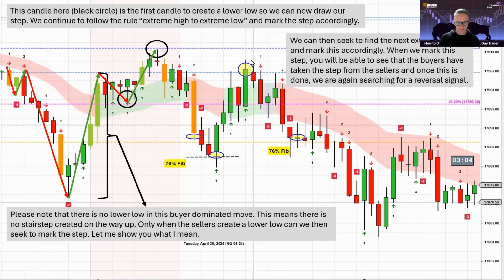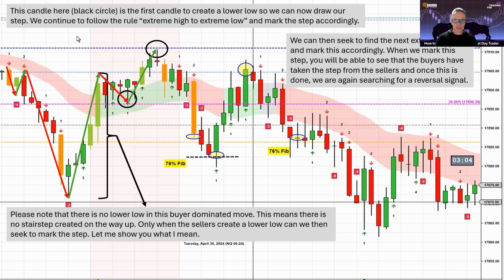Now, interesting point, guys, as I put in text on the screen for you there, we can then seek to find the next extreme high and mark it accordingly. Now, when we mark this step, you will be able to see that the buyers have taken the step from the sellers. Once the buyers have taken the step from the sellers, guys, we either look for really, really strong buying candles going up, or we look for reversal signals going back the other way.